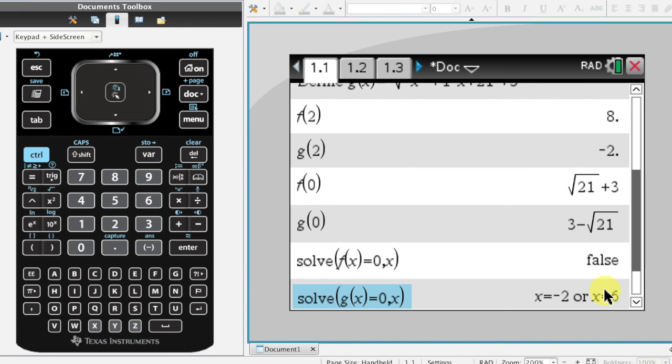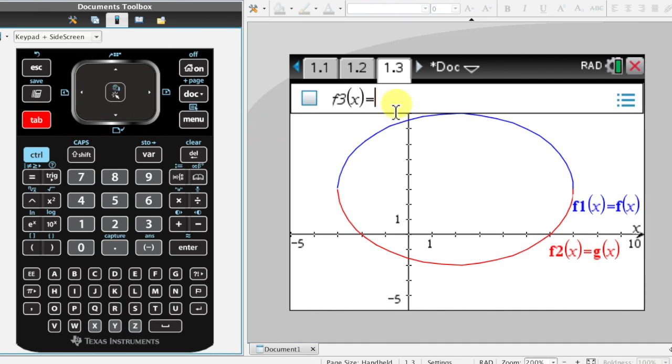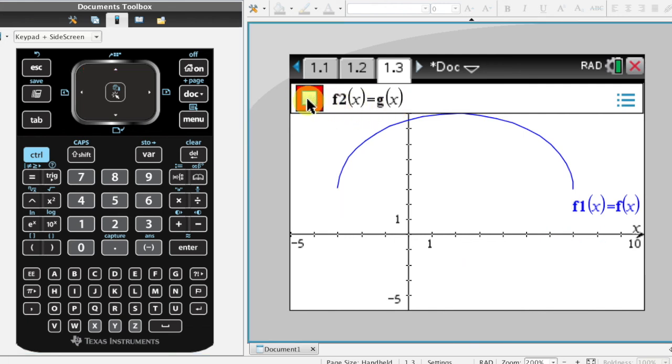If we want to sketch this graph, it becomes quite easy because we've broken it into the top half, f of x, and the bottom half, g of x. So if I go to my graph, then you can see I've put in f of x, and that draws what we've got in blue. And then if I hit tab, I can put in g of x, and that's already been done there in red, as you can see. So I can turn these on and off, and I'll turn it back on. You can see there we've got our complete circle. Hopefully all of that makes sense with you.